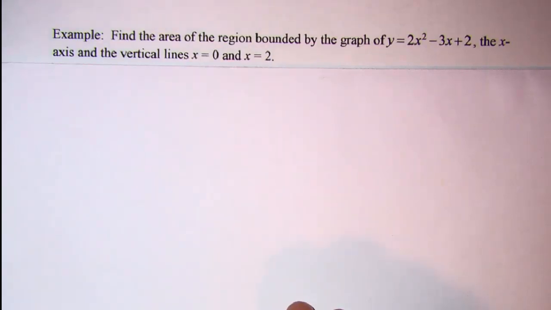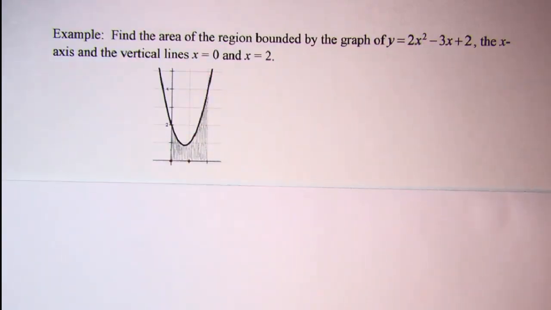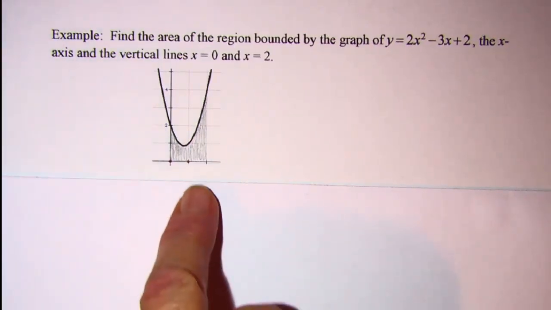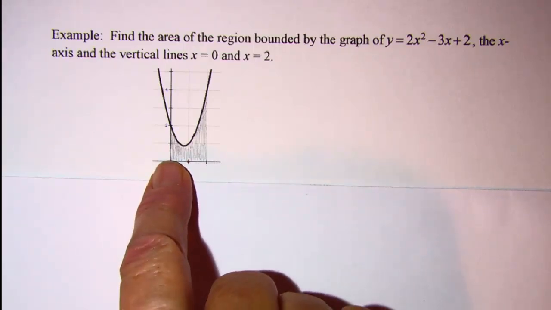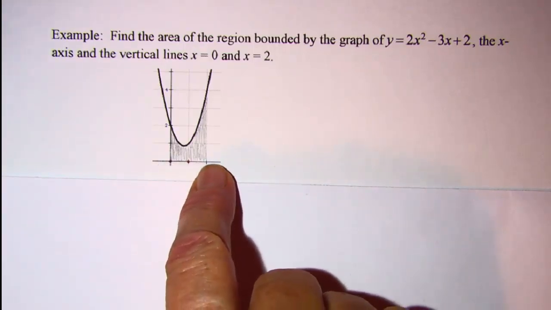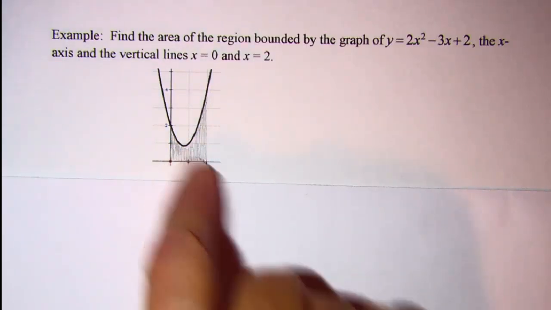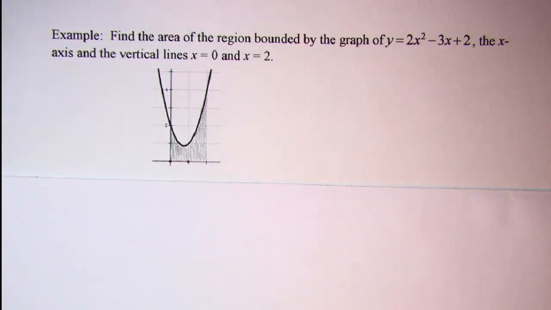In this example, we're asked to find the area of the region bounded by the graph of y equal 2x squared minus 3x plus 2, the x-axis, and the vertical lines x equal 2 and x equal 0. So the graph of our region, this is a parabola that opens up, and x equals 0 is our y-axis and x equal 2 is our vertical line right here. So the region that we're examining is the shaded region right there.